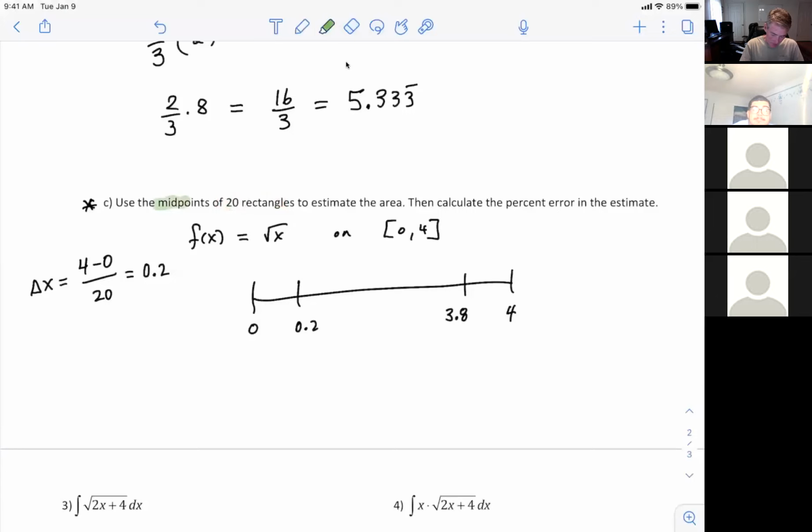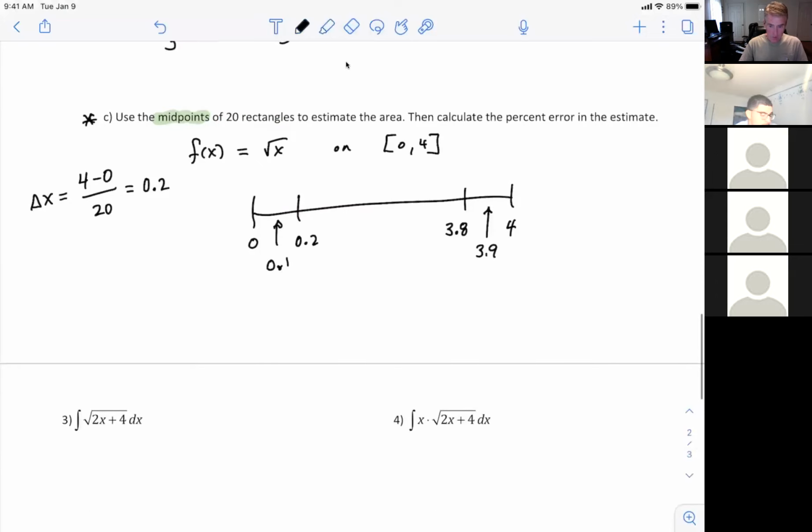And then use the midpoint. So in the middle of 0 and 0.2 is 0.1. And for this last interval, the middle of 3.8 and 4, that would be 3.9. So those are the first and the last midpoints. Now you sum the sequence, and then it's the delta x, so that's 0.2, times the original function, that's the square root of x. So that will give the area of each rectangle.